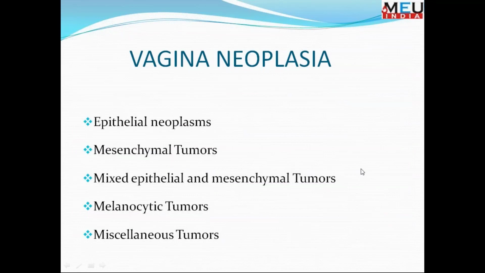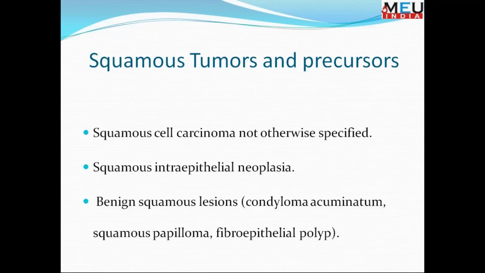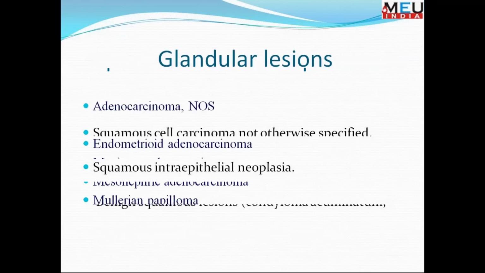The other vaginal neoplasms are epithelial neoplasms, mesenchymal tumors, mixed epithelial tumors, melanocytic tumors, and miscellaneous tumors. The epithelial neoplasms involve the squamous tumors and precursors, the glandular lesions, and other epithelial tumors. The squamous tumors involve squamous cell carcinoma not otherwise specified, squamous intraepithelial neoplasia, and benign squamous lesions like condyloma acuminatum, squamous papilloma, and fibroepithelial polyps.